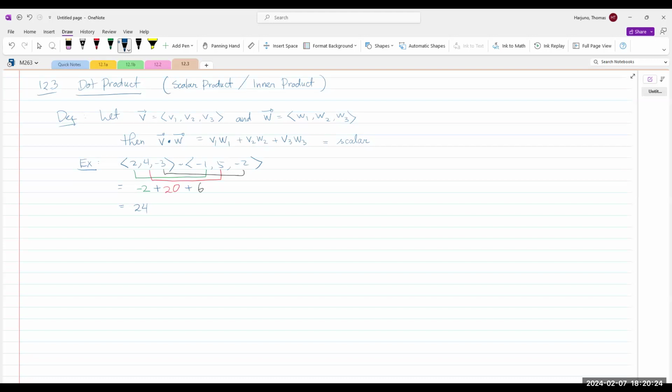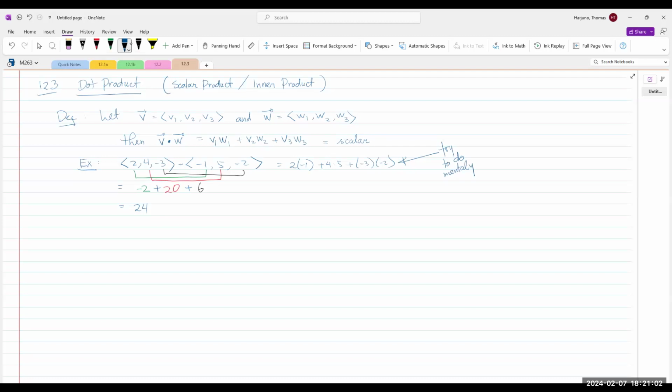I know some people like to do it long. They will write 2 times -1 plus 4 times 5 plus -3 times -2. That's not wrong, of course. It's just that I think that's something students in Calculus 3 should be able to do mentally. Okay, this part here, try to do mentally.